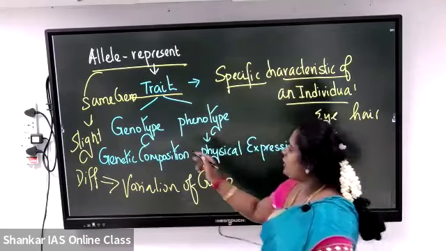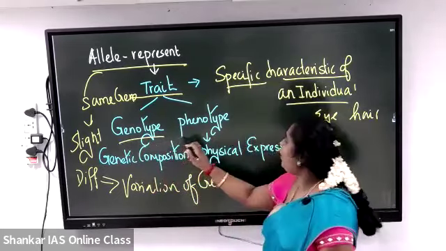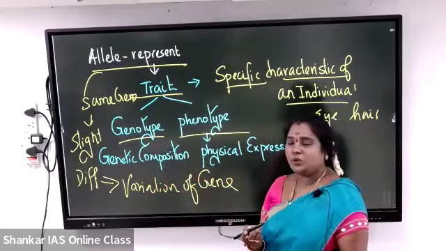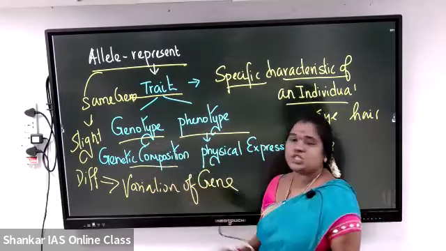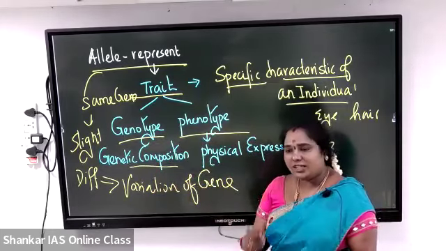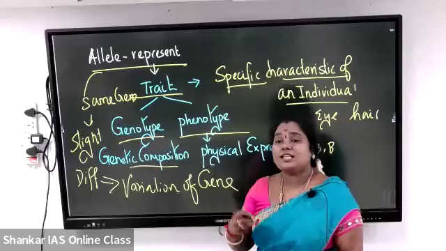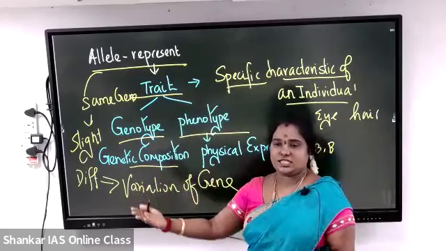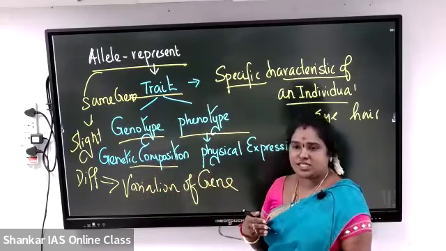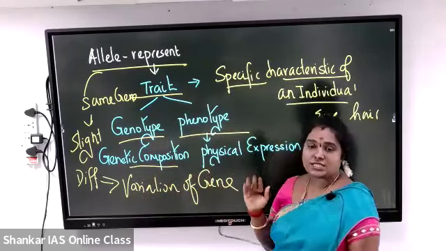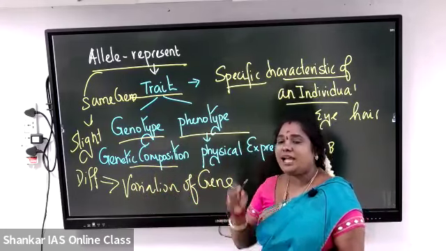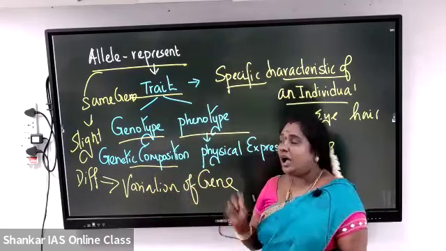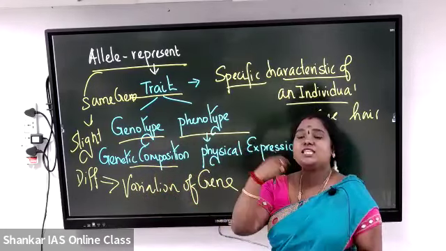So next we have a question: what is a genotype and what is a phenotype? The genetic composition, we call it a genotype. Whatever genes are present, that is the genotype, and when it is expressed physically, we call that part the phenotype. What is a genotype? It is the genetic composition. What is a phenotype? It is the physical expression.